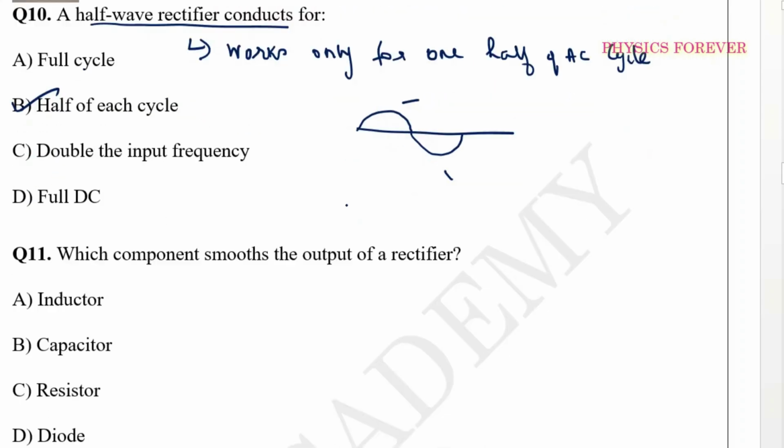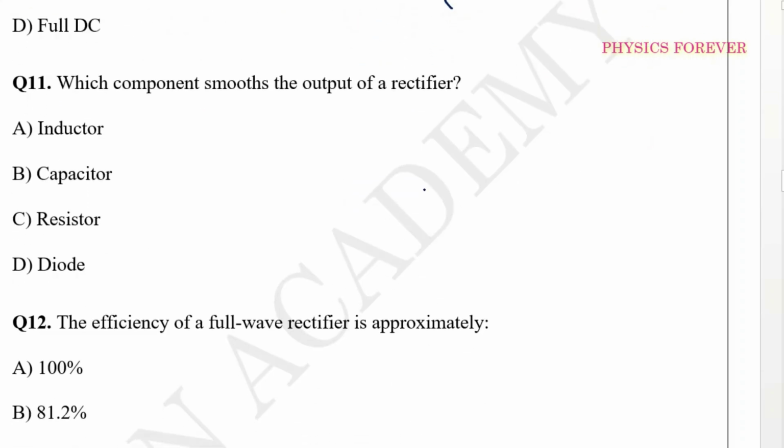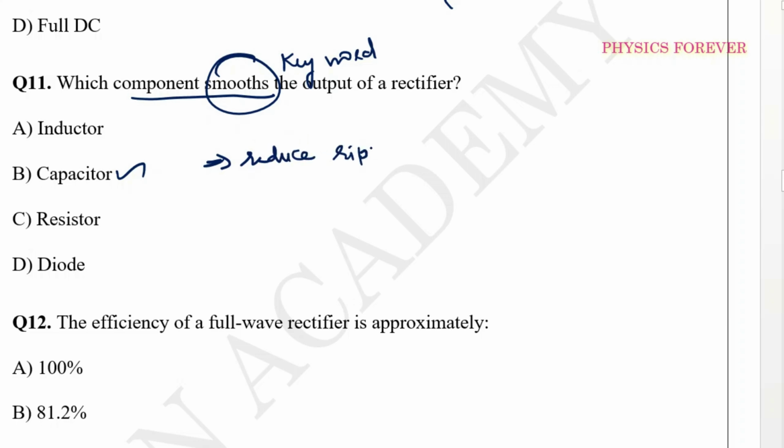Okay, then which component smooths the output of a rectifier? Which component? These are all the keywords. So the answer will be a capacitor. Why do we have to smooth the output of rectifier? To reduce ripple factor. To reduce the ripple factor, okay? Then we have to use a capacitor.